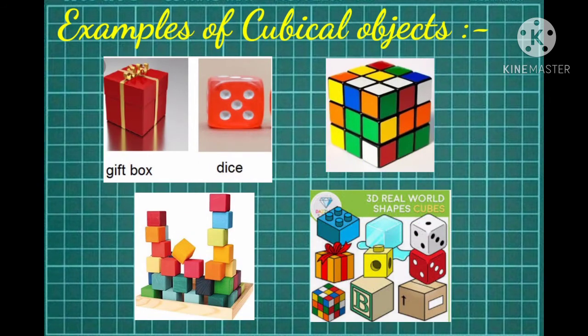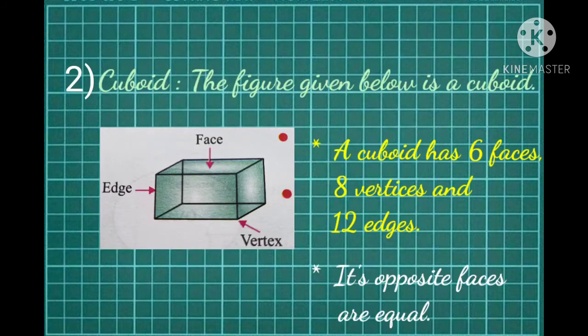Now see children, these are the examples of cubical objects. Gift box, dice, Rubik's cube, building blocks. These all are the examples of cubical objects.